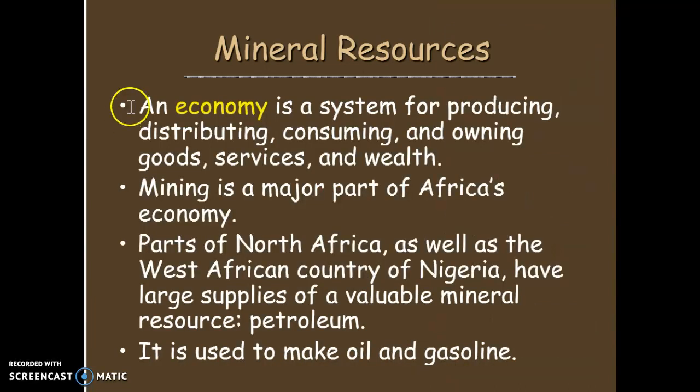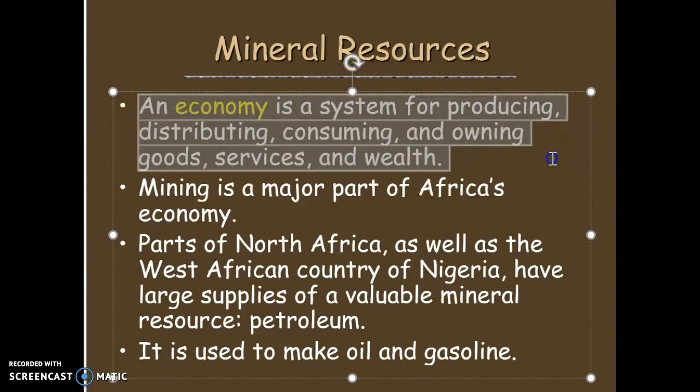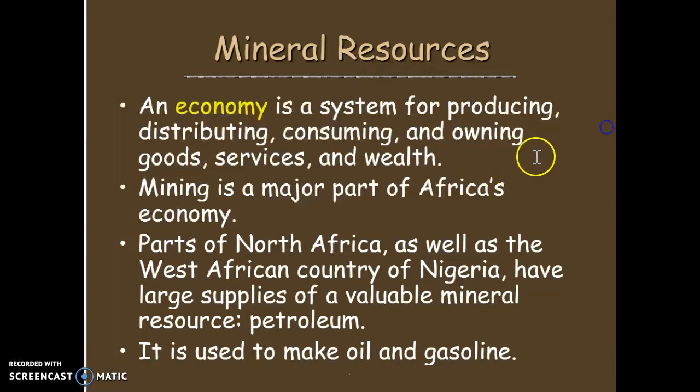For mineral resources, an economy is a system for producing, distributing, consuming, and owning goods, services, and wealth. Economics essentially is how you use your resources to meet your needs and wants. So mining is a major part of Africa's economy. If you go back to that map that I showed you at the beginning, items like gold, uranium, and diamonds all have to be mined from the ground.